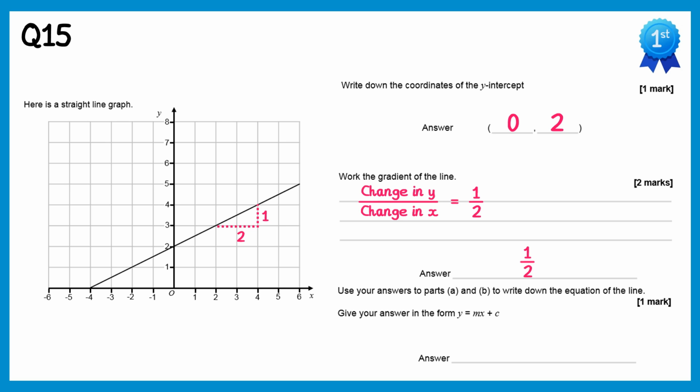We now need to write the equation of the line in the form y equals mx plus c. M is just the gradient, which we know is 1/2, and c is the intercept, which we know crosses at 2. So the equation of this line is y equals 1/2 x, that's the gradient, plus 2, and that's the intercept.